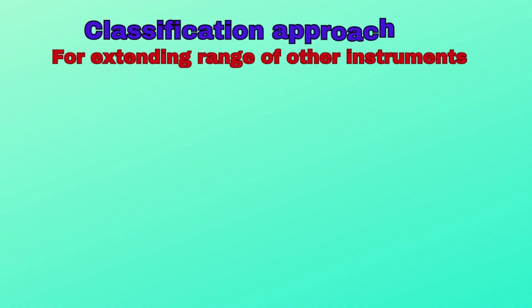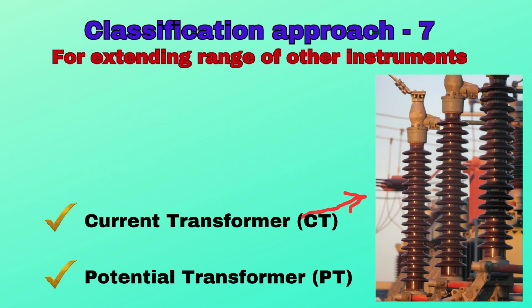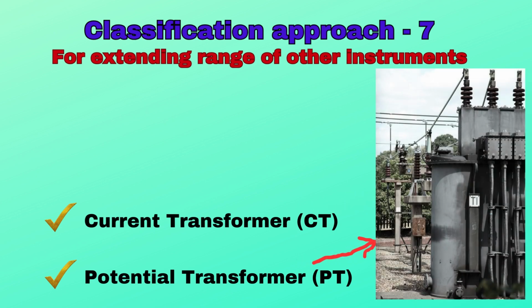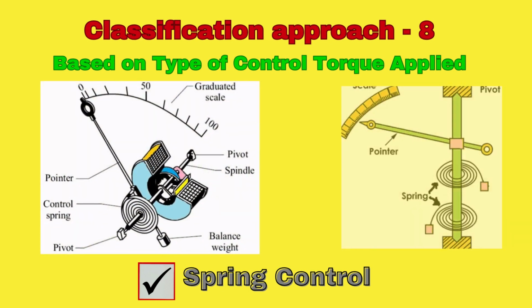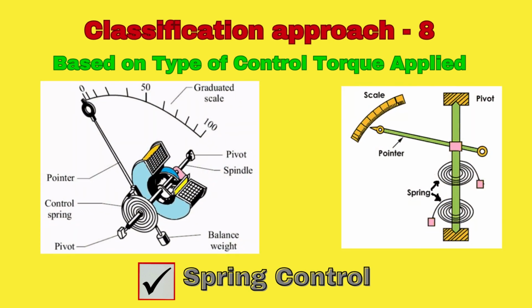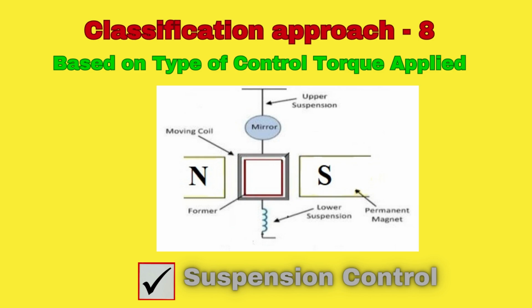The seventh classification encompasses a special segment of instruments. They are not directly measuring instruments, but they assist in measurement by extending the range of normal instruments. If the measurand is of high value, it is stepped down by this class of instrument to the measurable range of other instruments. The eighth classification identifies the types of control torque employed. They can be spring control, gravity control, or suspension control.